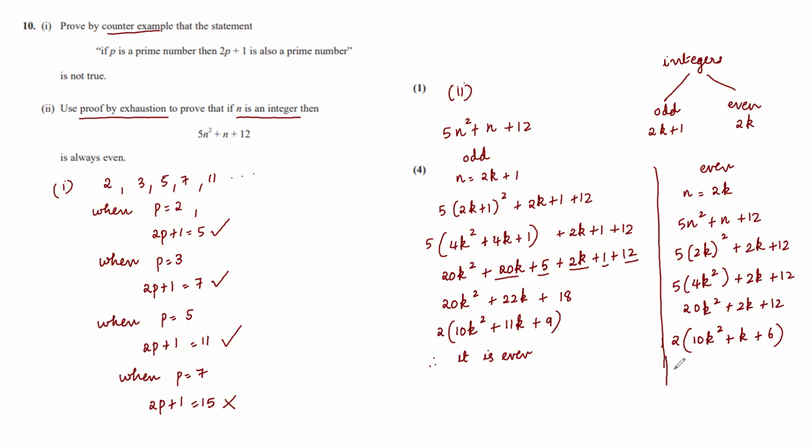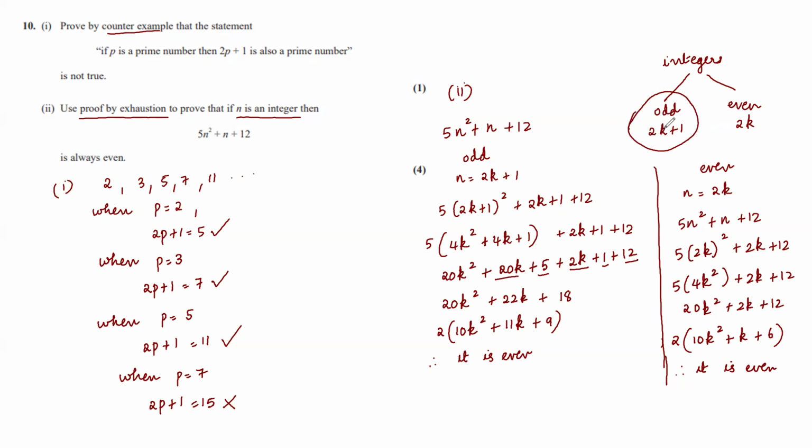Same as the previous, we know that to prove that something is even, we need to take 2 common outside. So we know 2 multiplied by anything is even. Therefore, it is even. So proof by exhaustion means all the different cases that we have to consider. We are talking about integers. Integers are of 2 types, odd and even. So 1, 3, 5, 7, 9, 11, 13, 15, etc., all of them till infinity come under odd.